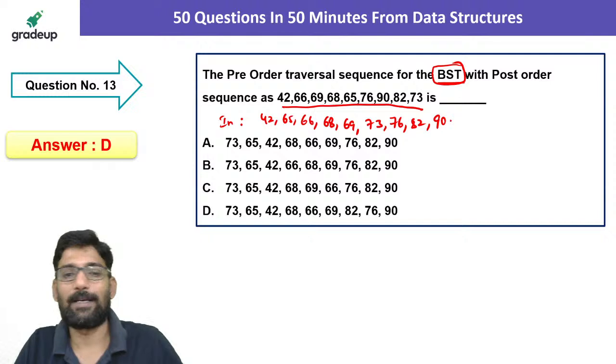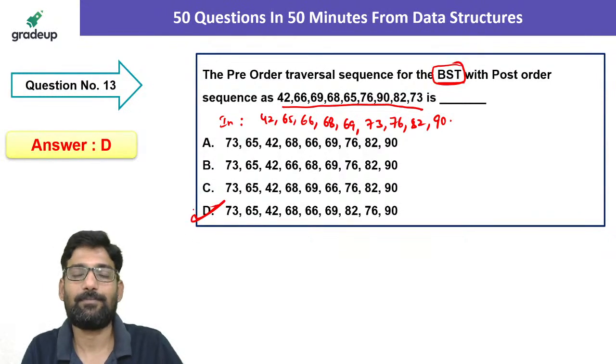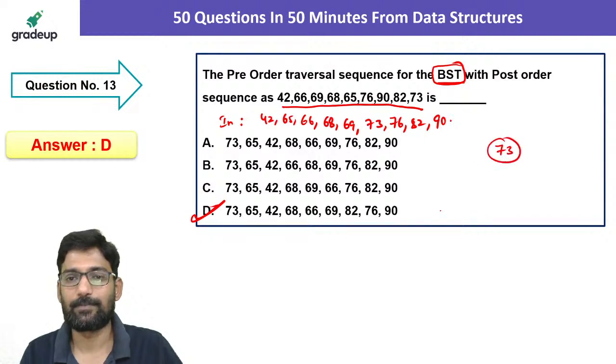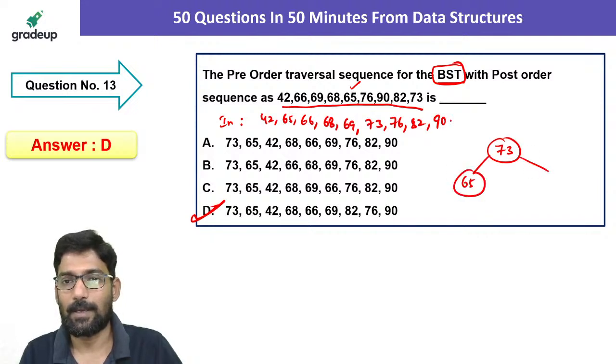Okay, the right answer is option D. As usual, from the post order we can say 73 is the parent. Now when 73 is parent, this is all left. 76, 82, 90 are right. Now among this 65 becomes parent. Among this 82 becomes parent. When 82 is parent, 76 is on left, 90 is on right.